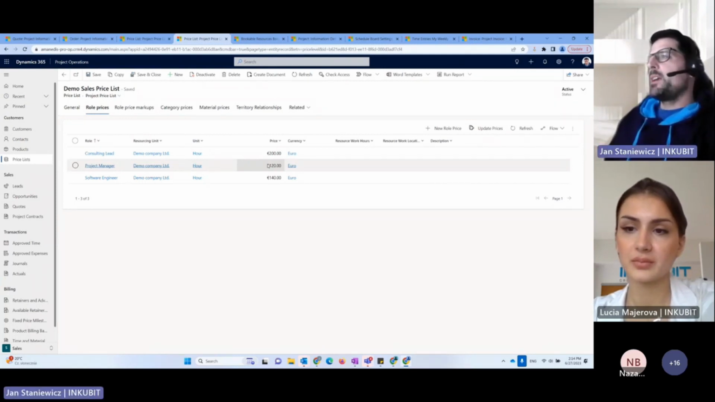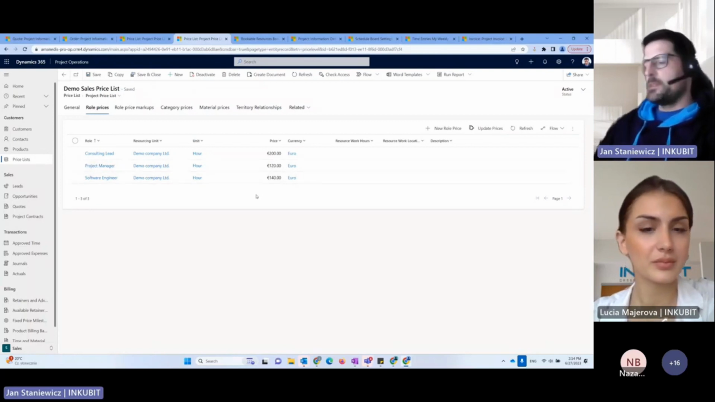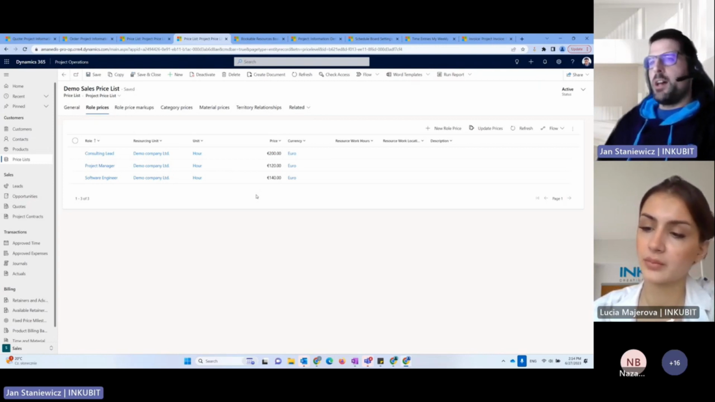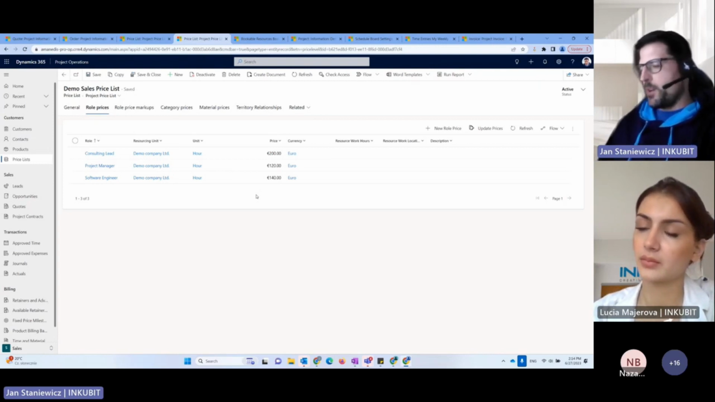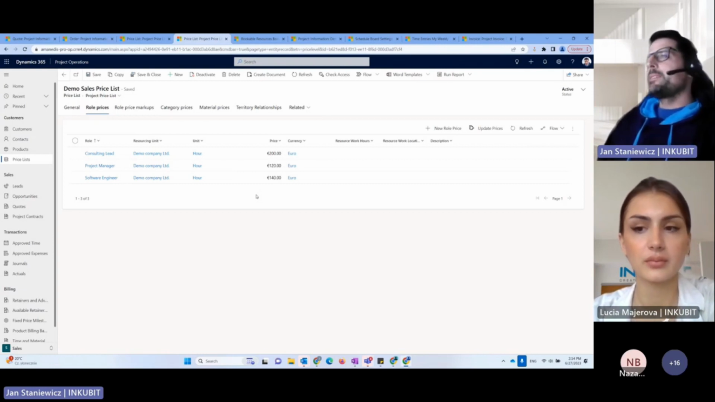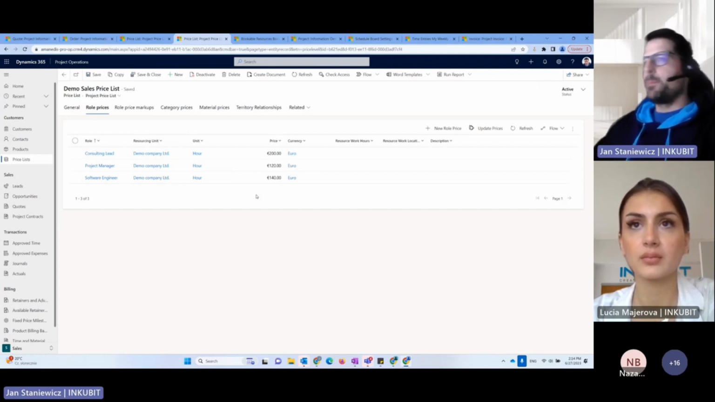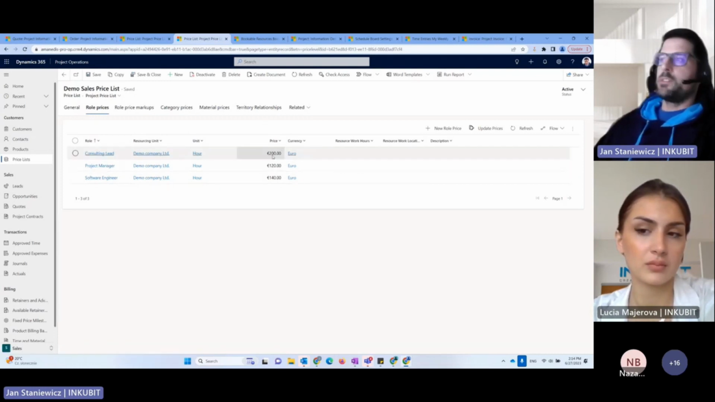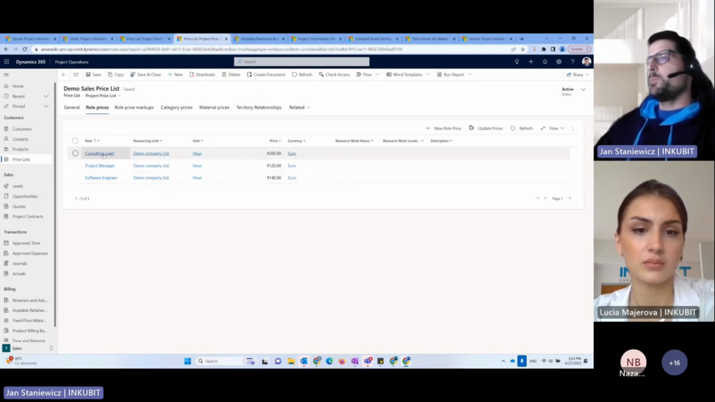Prices are interesting because in the simplest example, each hour we are working for a customer can cost maybe 150 euro, let's say. But this is usually not that simple, because we probably need to break it down, for example, as we see here, on roles. So maybe a software engineer has another cost than a project manager, and maybe a consultant costs even more. But it doesn't have to be broken down on roles. It can be broken down on the seniority level.